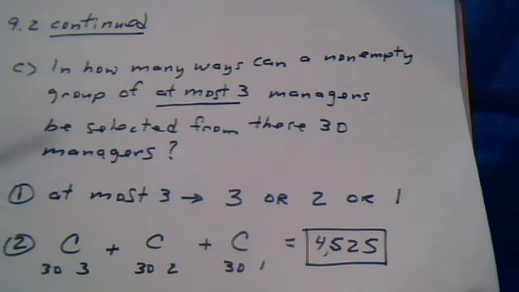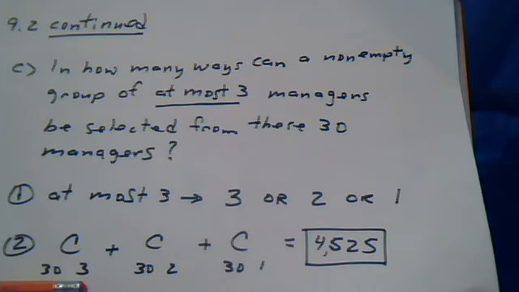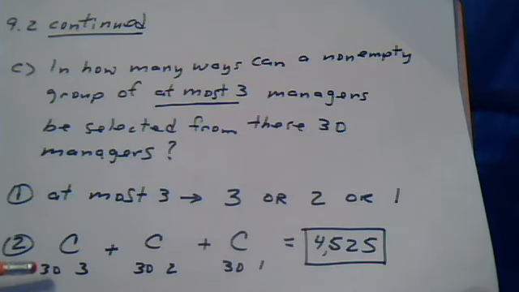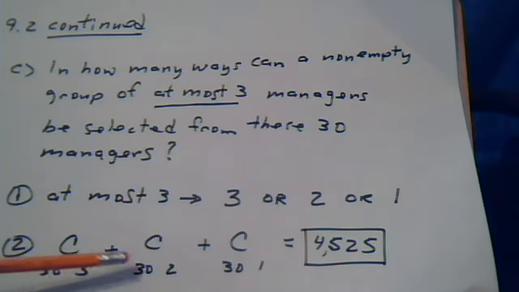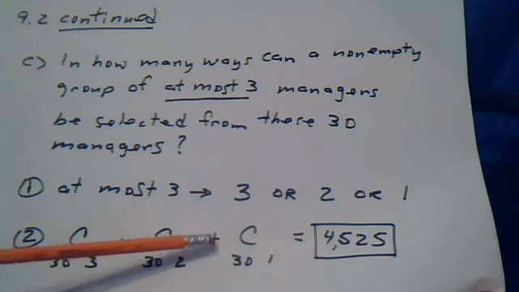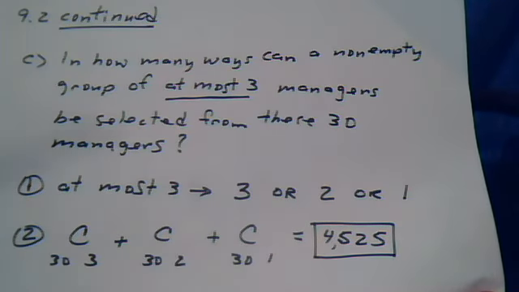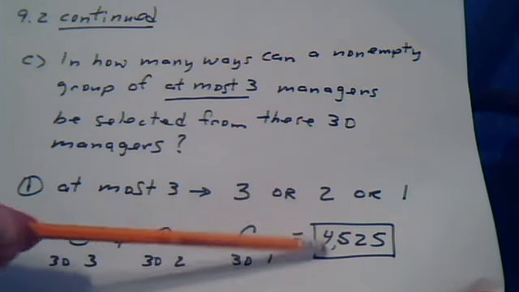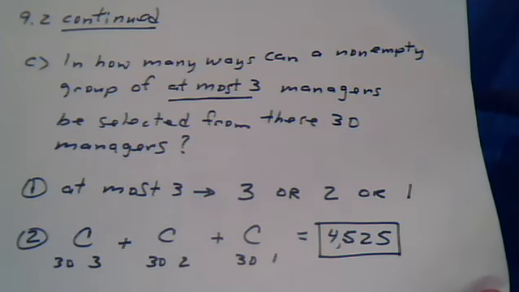So at most 3 would be 30 taken 3 at a time. That means form groups of 3 from 30, or form groups of 2 from the 30, or form groups of 1 from the 30. Add these 3 and you get 4,525.